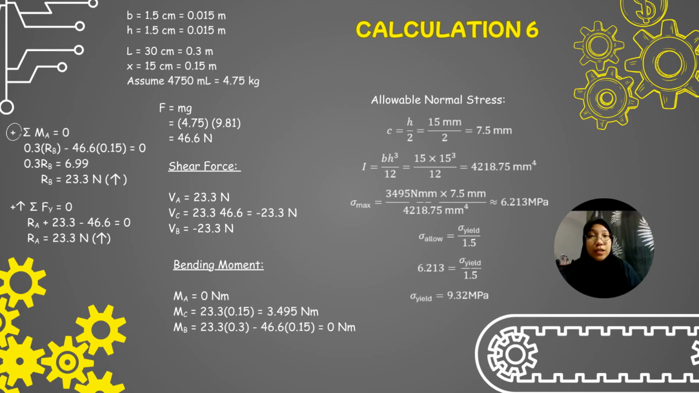Finally, looking at calculation 6, our peak volume condition of 4750 milliliters results in a center load of 46.6 Newton. This produces matching support reaction forces of 23.3 Newton and a maximum internal bending moment of 3.495 Newton meter. Given our cross-section profile, this moment creates an applied bending stress of 6.213 megapascal. Incorporating our 1.5 factor of safety, the ultimate required material yield strength for this highest load configuration is 9.32 megapascal.